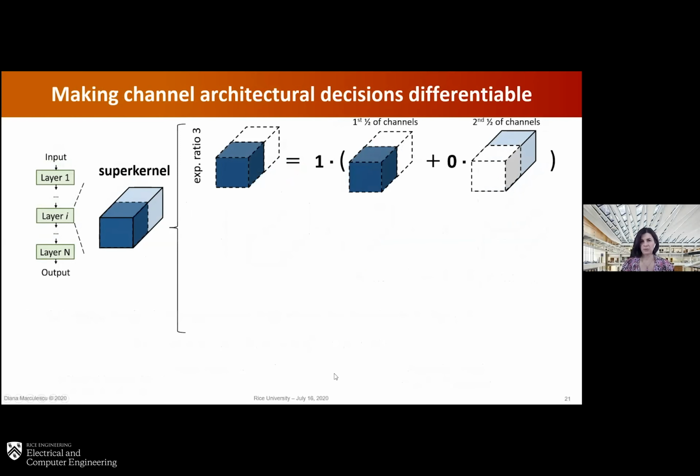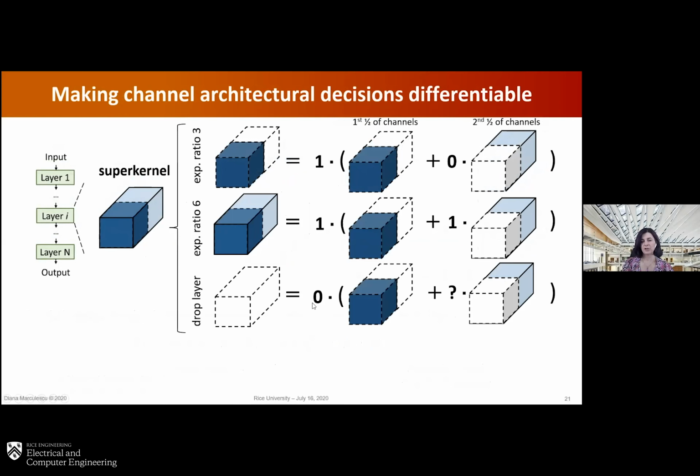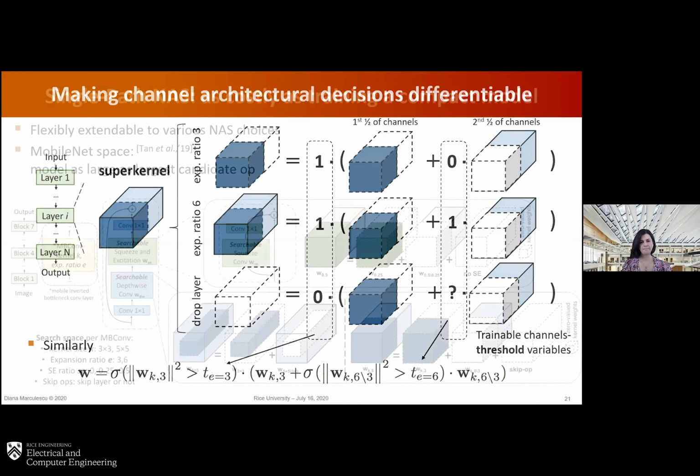Similarly, you could use the same approach for expansion ratio. So this is an expansion ratio of 3, in which half of the channels are here, but half of the channels are not. An expansion ratio of 6, both of them are included. Or you can completely drop, in which case the selection variable is 0, and it doesn't really matter what the internal selection variables are. And then again, we use group lasso with two trainable threshold parameters here, and again, we make it differentiable. So as you can imagine, all of these components could be part of this search space.